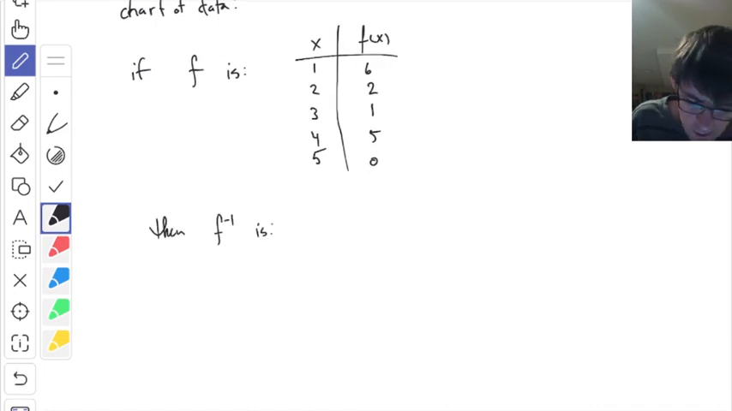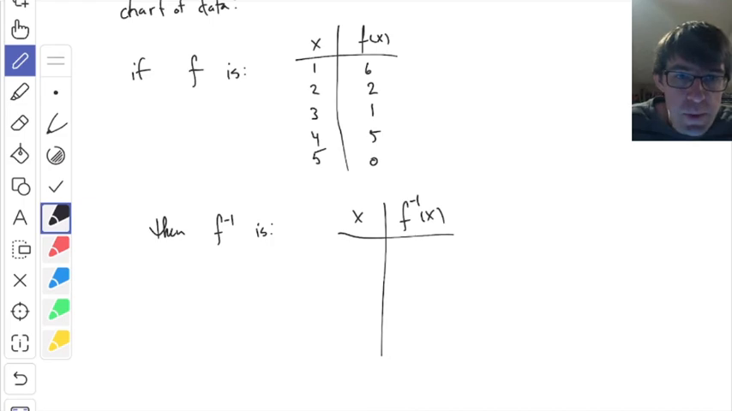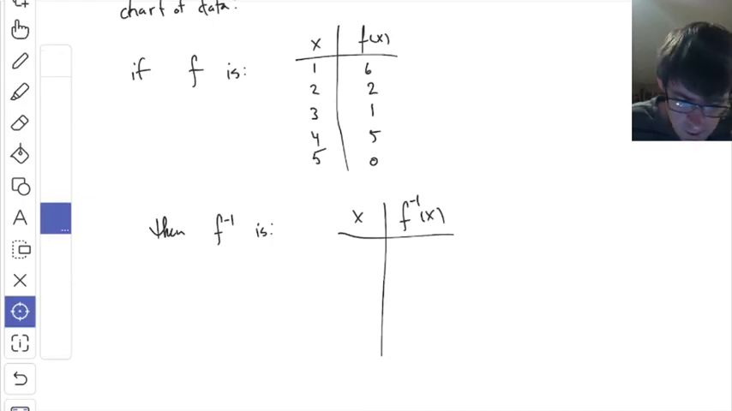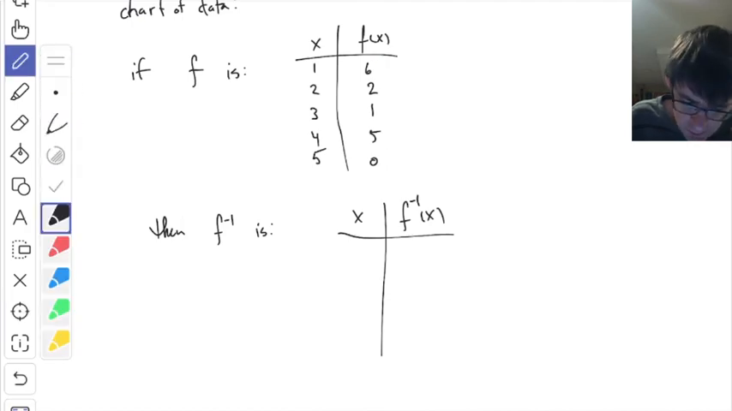is going the other way around. So I'm going to write x and f inverse of x, but it's the opposite way. So when I see in the first case, x is 1, f of x is 6, that means the inverse works the opposite way around. So when x is 6, the inverse of 6 would be 1, right? I'm just reading the same chart, but with values the other way around. So 2 and 2, I get 1 and 3, 5 and 4, 0 and 5, right?